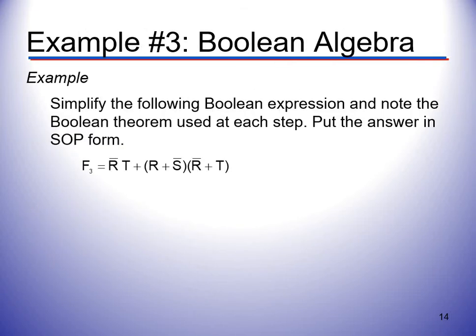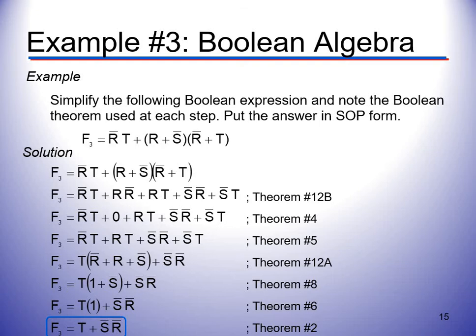All right, so let's apply the new laws that we just learned. We're going to work through example number 3 here. We have the Boolean expression f sub 3 is equal to r bar t or (r or s bar)(r bar or t). Now, what you should be asking yourself is, how do I approach this problem? Well, the first thing I would do is multiply the r or s bar and the r bar or t. I would FOIL that out, and then see what that gets you from there. Look for where you have r and r, or r and r bar, or different combinations of things like that might happen. So here's everything laid out step by step.